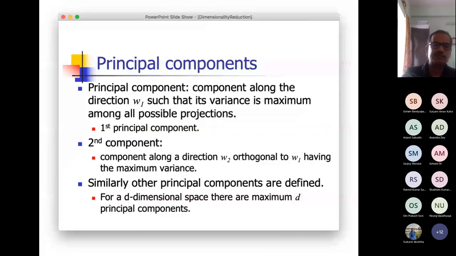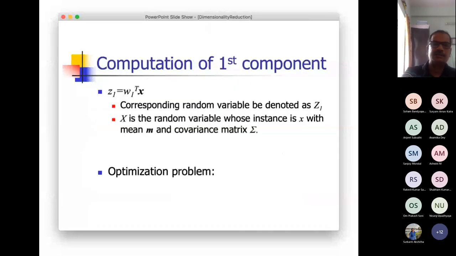So if there is a d-dimensional space, there are a maximum of D principal components. Now let us consider how the first component is extracted, and we will see that this computation is similar for the other components also.